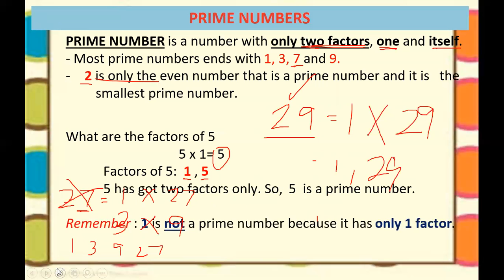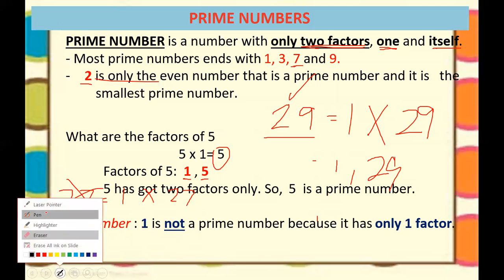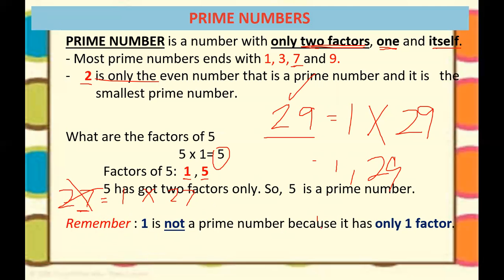Now, I want you to remember this. 1 is not a prime number because it has only 1 factor. So let's check. 1 is 1 times 1. What are the factors of 1? So we have only 1. Therefore, if a number has only 1 factor, then it is not a prime number. Why? Because a prime number is a number with only 2 factors, 1 and itself. So 1 has only 1 factor. Therefore, 1 is not a prime number. Keep that in your mind. That's why we say 2 is the smallest prime number. All right, let's move on.